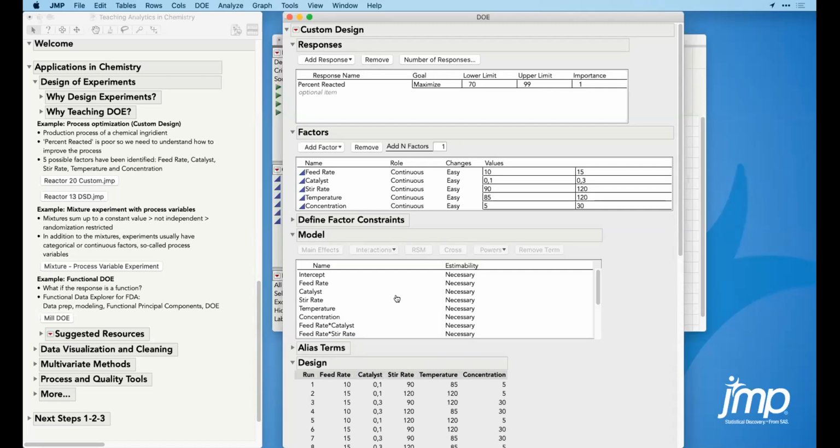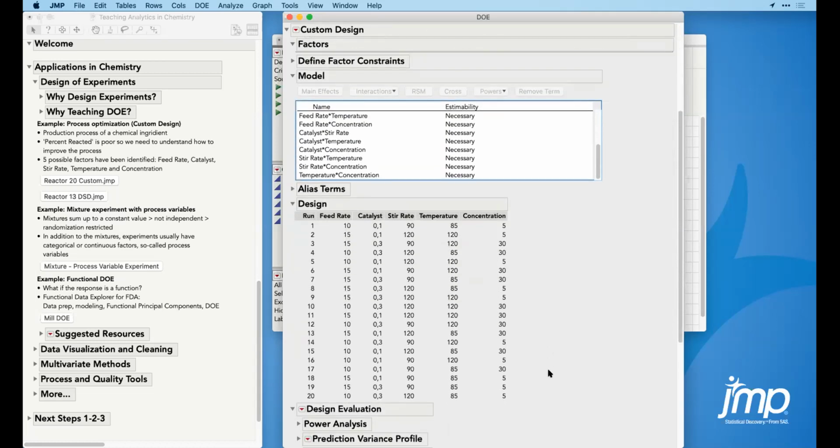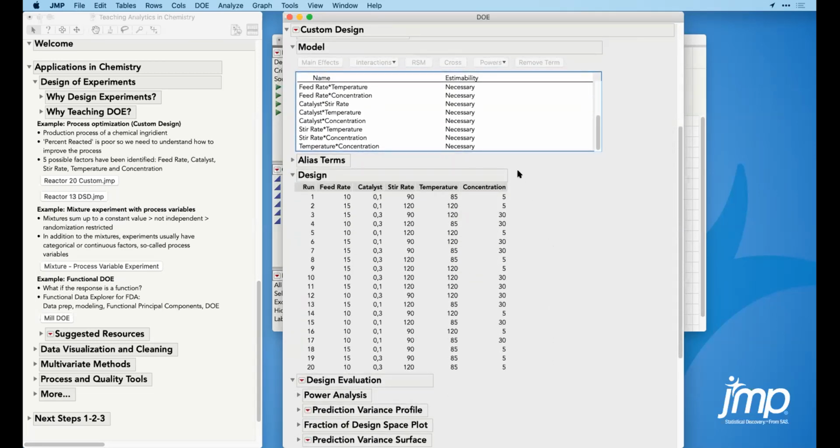And this is also called a model-driven design because we tell the designer what we want to learn. We want to learn about the main effects, maybe to do some screening, but we also want to learn about interactions in this case. And taking all of this into account, the design tool suggests a design, in this case with 20 runs. You can also set the number of runs. It was set to 20.